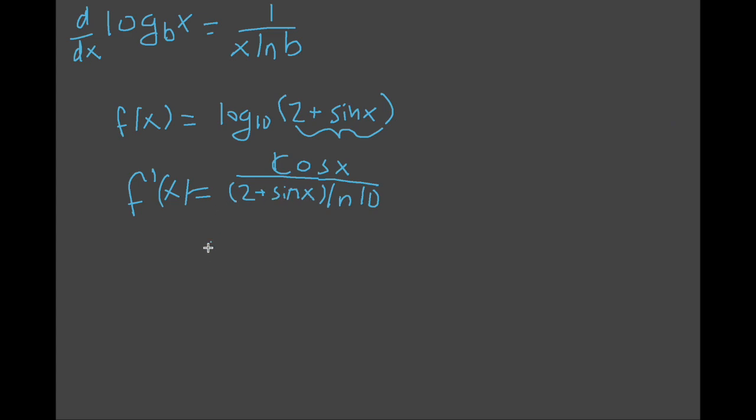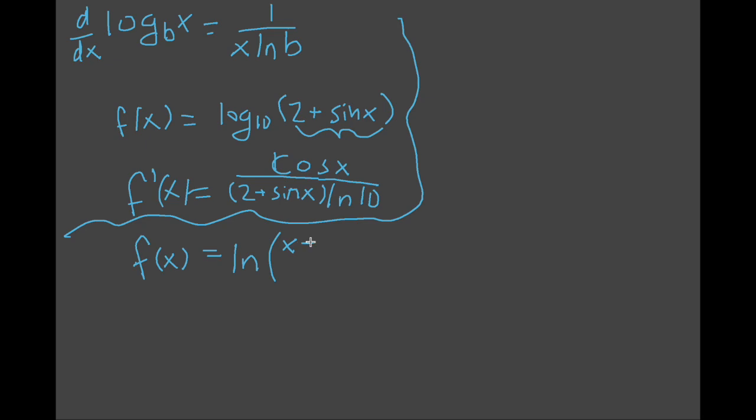Now say we had f of x equals ln, so our natural log, of (x plus 1) over the square root of (x minus 2). Now you may be tempted to differentiate this right off the bat, and if you notice, it would require both chain rule and quotient rule.